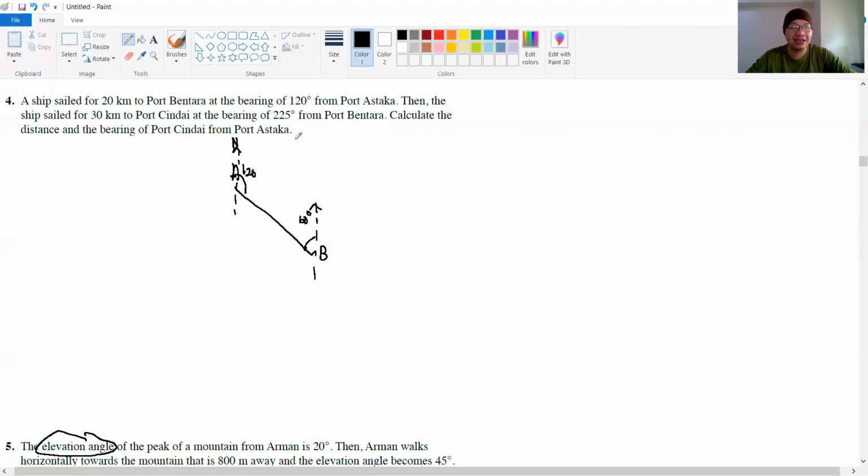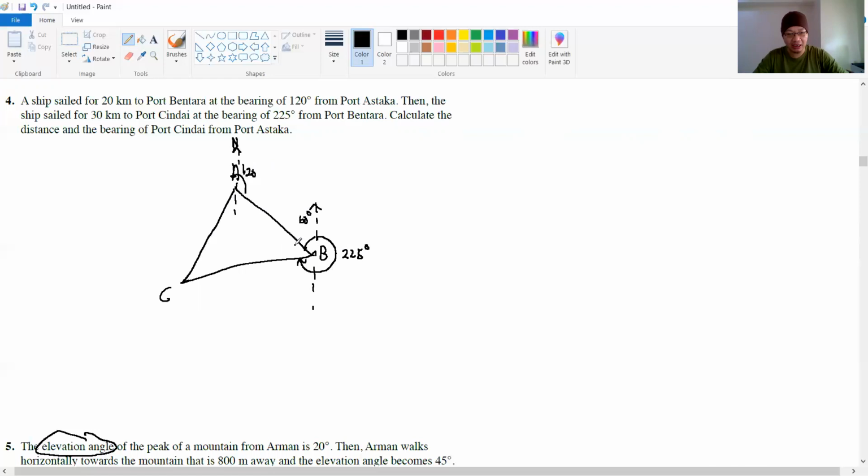Now we complete the diagram. Then the ship sailed 30 km to Chindai at the bearing of 225 from Bentara. So it should be here. This is your C. To read the bearing, you must start from the North Pole and go until this one. This is your 225 degree, the bearing. You must start from the North Pole clockwise. So 120, 60 degree, this one you can connect. The whole thing is 360.